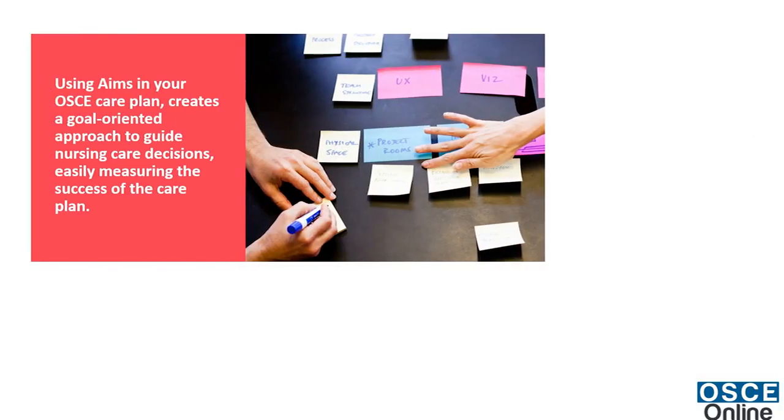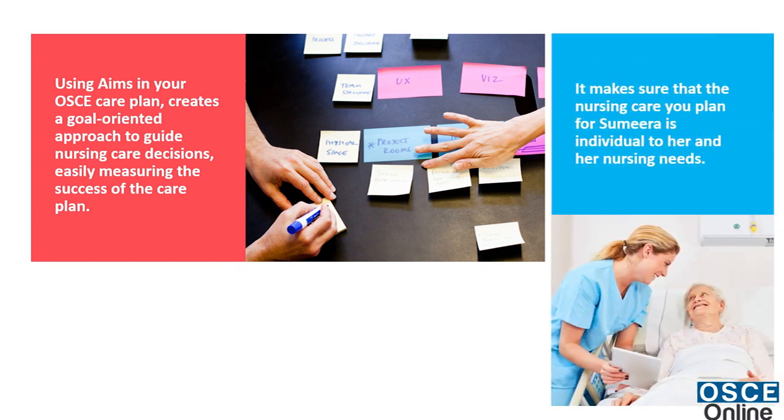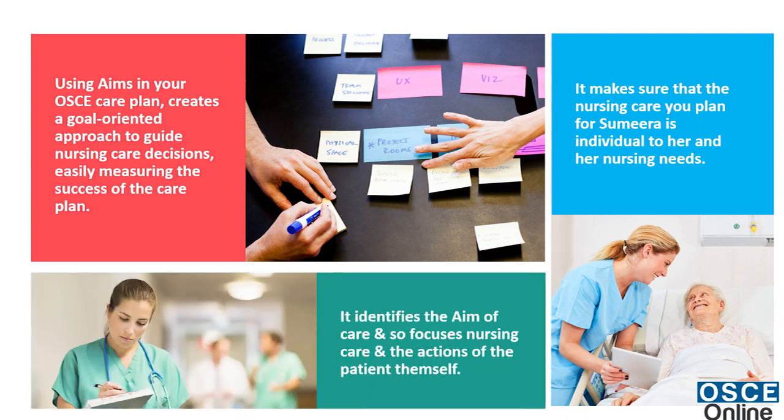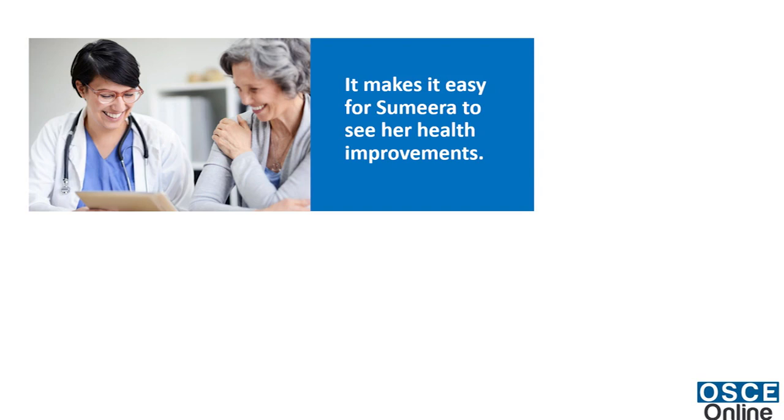Using aims in your OSCE care plan creates a goal-oriented approach to guide nursing care decisions, easily measuring the success of the care plan. It makes sure that the nursing care you plan for Sumira is individual to her and her nursing needs. It identifies the aim of care and so focuses nursing care and the actions of the patient themselves. It makes it easy for Sumira to see her health improvements.